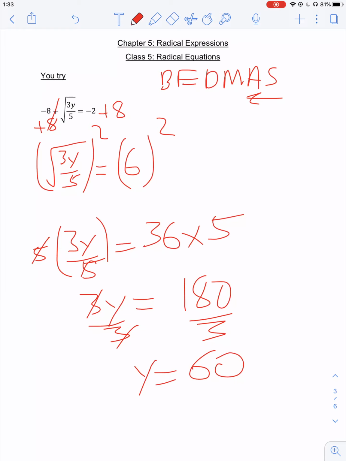Okay, and then you can check. So 60 times 3 is 180. 180 divided by 5 is hopefully 36. And then square root of 36 is 6. And then minus 8 plus 6 is minus 2. So this will work only because in this step, your square root was equal to a positive number. Okay, I hope that kind of makes sense.